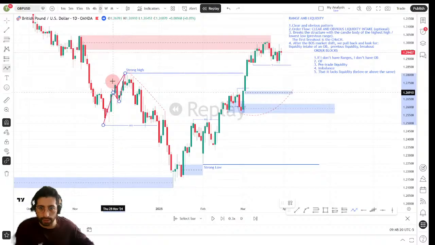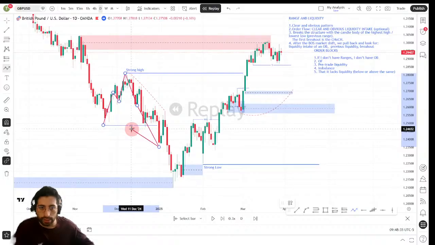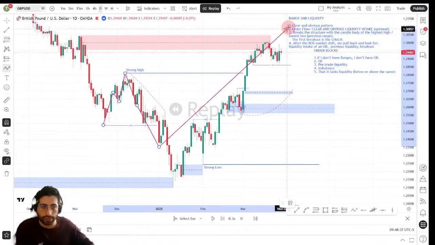With this high, we took the liquidity, and then we have a break of the structure with the body of the candle, and then we need to break this low with the body of the candle, and this is what the price does. Boom, breaks. So now we have the three confirmations: clear and obvious pattern, order flow.